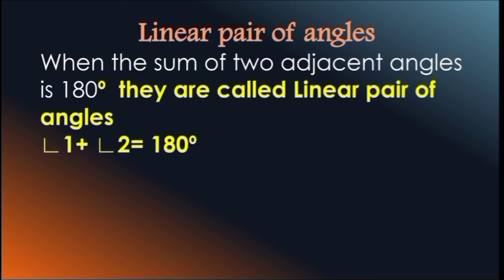Linear pair of angles. When the sum of two adjacent angles is 180 degree, they are called linear pair of angles. Angle 1 plus angle 2 is 180 degree. Here look at the figure.